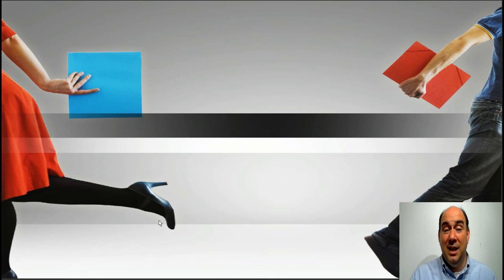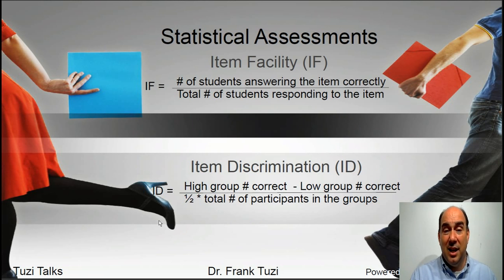Let's go actually look at the formulas for setting these up. For item facility, it's the total number of students answering the item correctly, divided by the total number of students responding to the item. And you can set this up rather easily within a spreadsheet, right? You find out the total number of students and the total number that got it correct, and you'll be able to get your item facility number for each question.